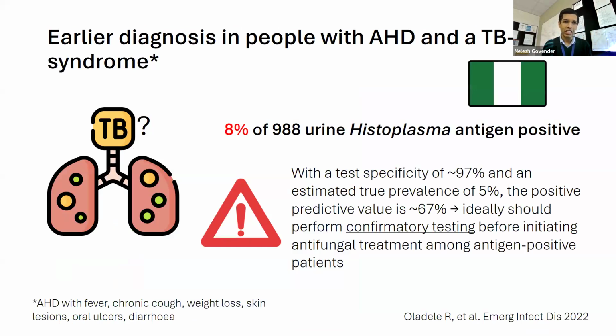So Rita Oladele and various others in Nigeria decided to look at whether one could use the antigen test to diagnose histoplasmosis in people with advanced HIV disease and a clinically compatible syndrome. They found that in this scenario, 8% of 988 patients had a positive urine antigen test. But just a warning that given the positive predictive value is only about 67% if the true prevalence is 5%, you should ideally be doing confirmatory testing before initiating antifungal treatment.